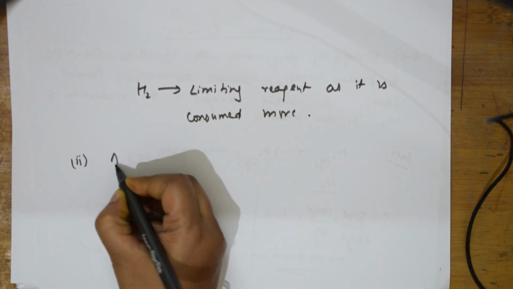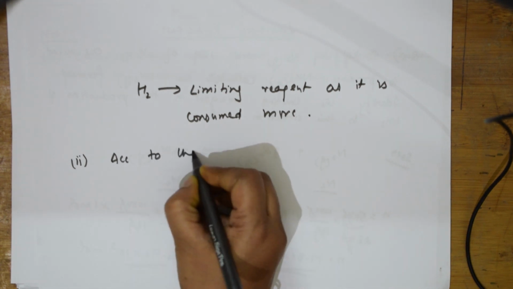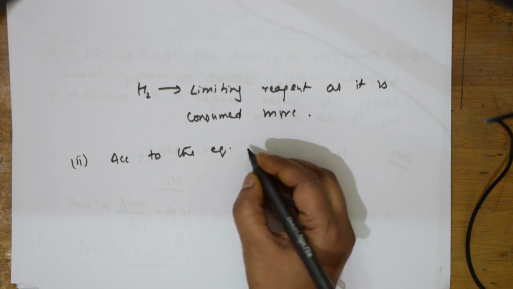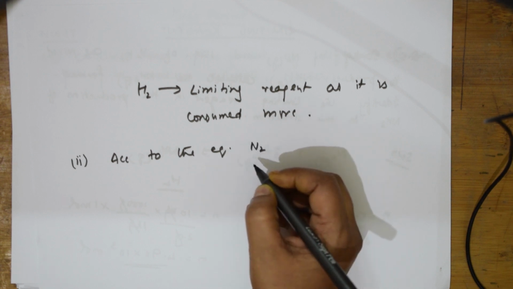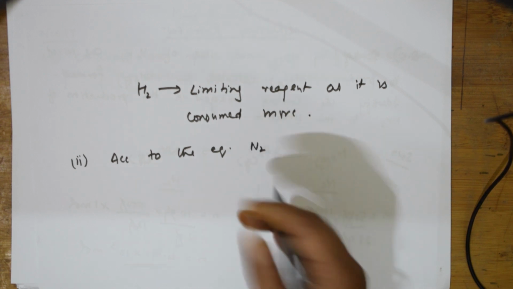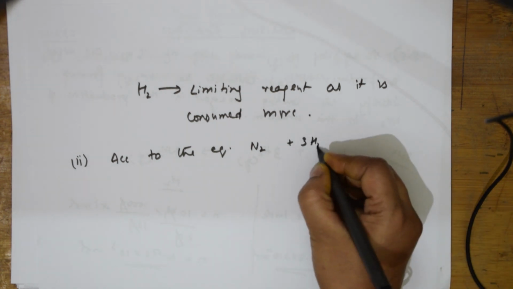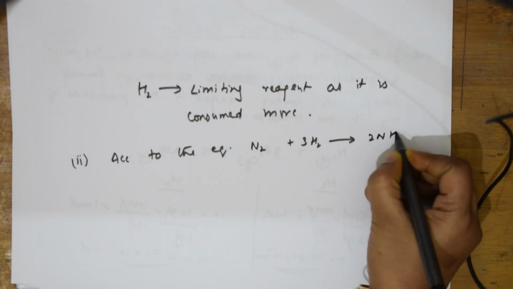Fine. Now next one. What should I find out? I need to find out the amount of ammonia also, isn't it? Let's see. Now accordingly, I'm doing the second one. According to the equation, nitrogen, how much nitrogen will react? It will react with N2 plus 3 H2, isn't it? It will react with 3 hydrogens to form 2 NH3, isn't it?